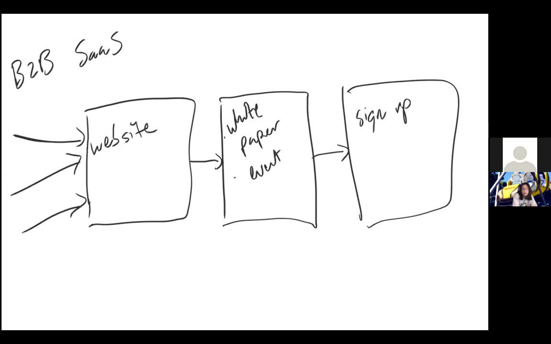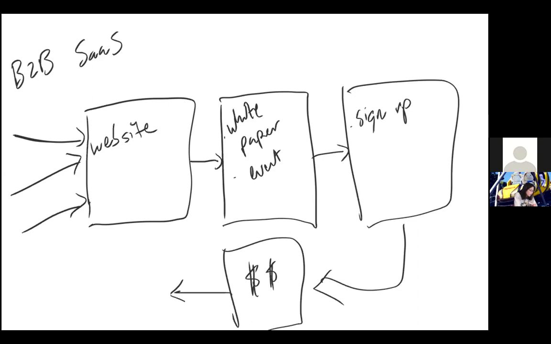And then at some point, maybe people sign up, which is a warmer lead than just filling out your email. And then at some point, if you have, let's say, a freemium model, then people convert. And then from there, you have an upsell into more money as well. So that's a very typical B2B SaaS model.